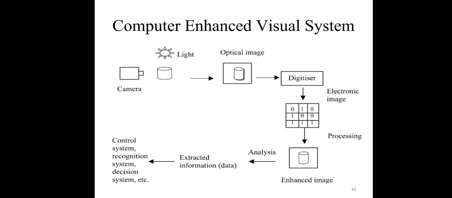Computer enhanced visual system. In this system a camera is placed to record the image. The light source is used. Then the optical image is digitalized. Then the image is converted into a code. That code is then processed as an enhanced image. From that we get the extracted information data that is used to control the system, recognize the system and decision system. All the criteria are used to find out the defects.